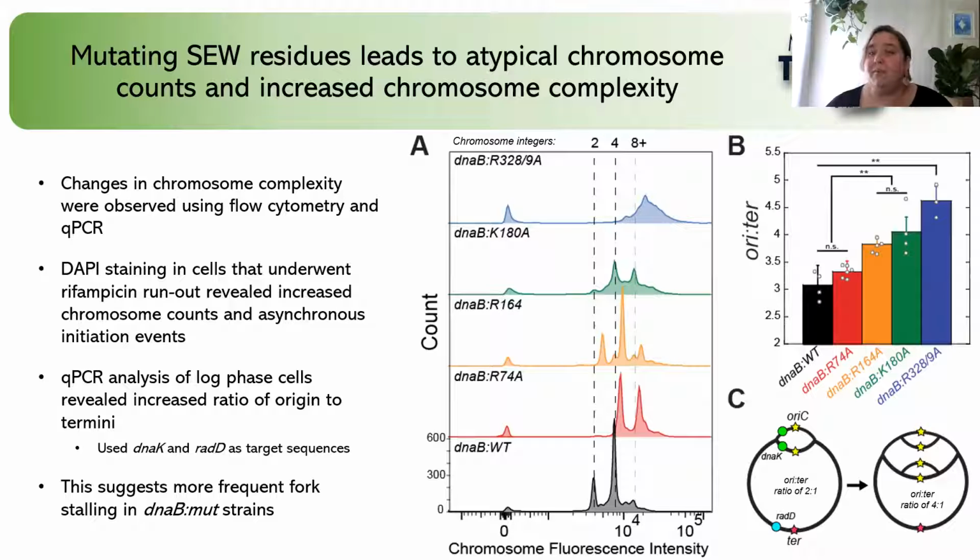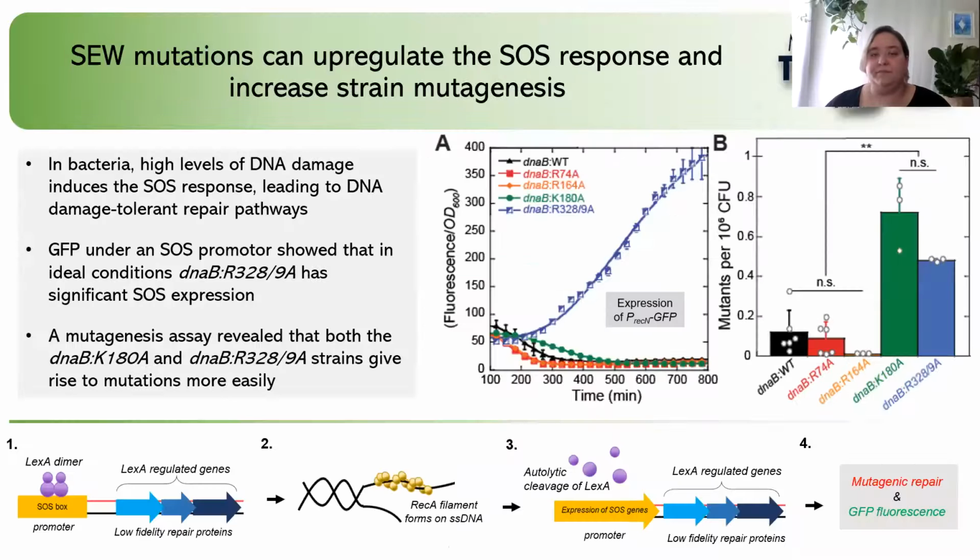Using qPCR, we looked at the Ori-Ter ratio for our mutants relative to wild type. And what we saw was a significant increase in the number of origins relative to the number of termini for all of our mutants except for the R74A. Since our mutants have the same initiation rate, this suggests frequent fork stalling for all of our mutants.